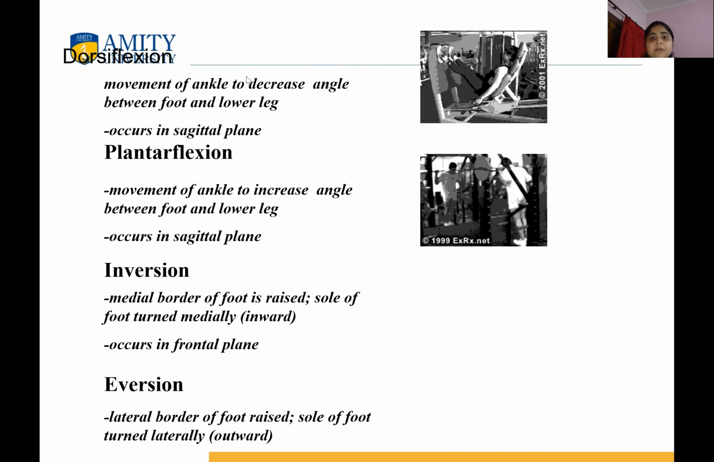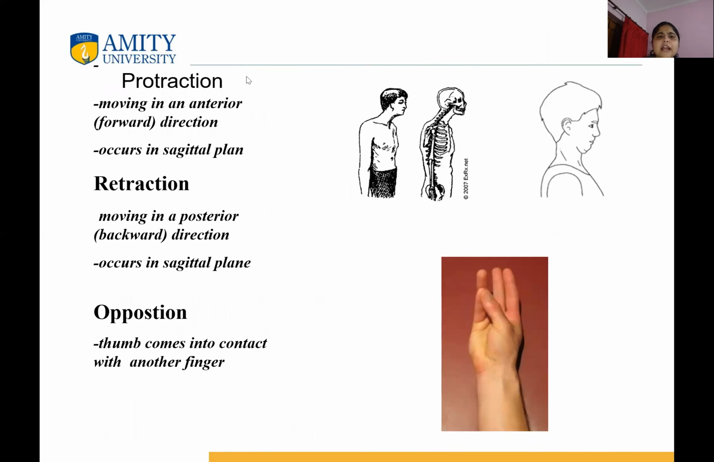Inversion. Middle border of foot is raised. Sole of the foot turned medially. It occurs in the frontal plane. Eversion. Lateral border of foot raised. Sole of foot turned laterally. That is outward. What is protraction? Moving in a forward direction, occurs in the sagittal plane. Retraction, moving in a posterior backward direction, occurs in the sagittal plane. Opposition, thumb comes into contact with another finger.